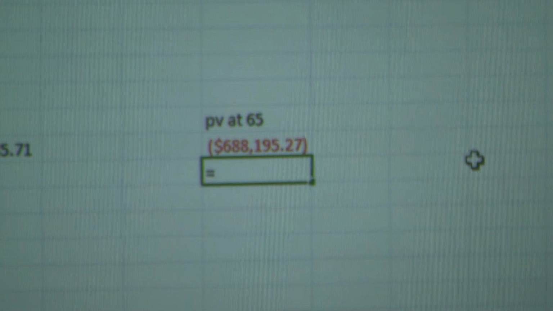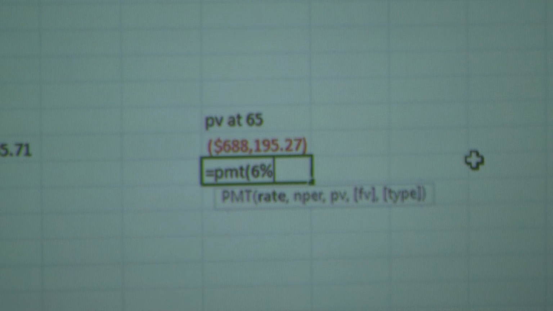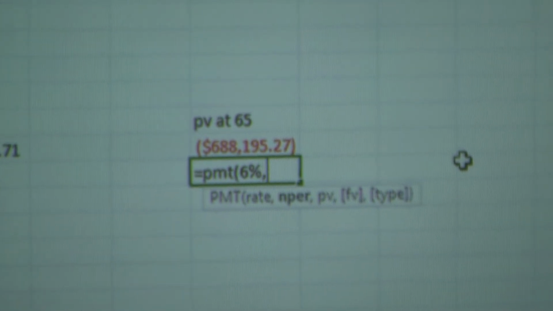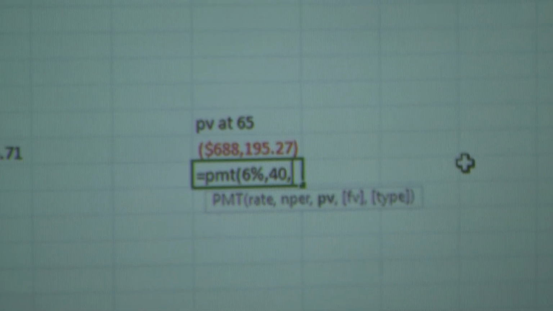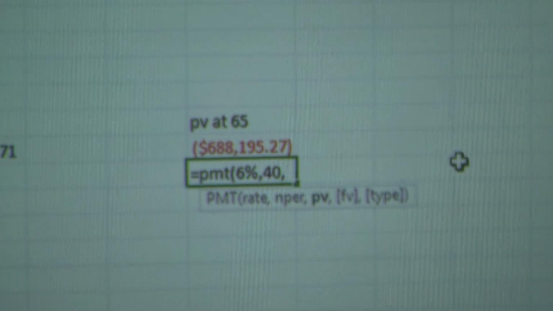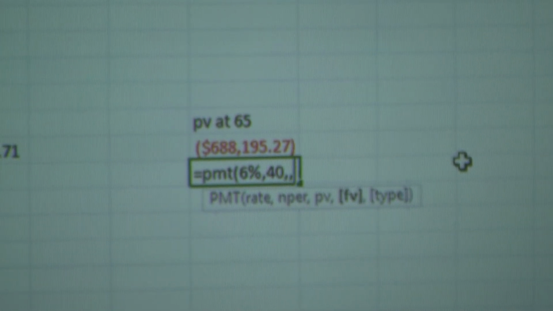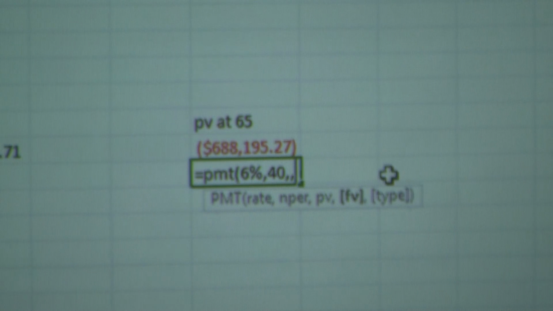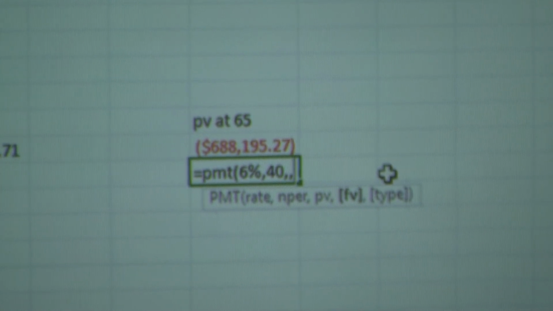So let's take that value. Let's find the payment at 6%. For how many years? 40, good. Is there a present value? I didn't start with anything. Is there a future value? Yes, there is. Now, my future value, Excel is going to expect to be positive. So even though this is a negative value for my present value at 65, I need to make it a positive future value.